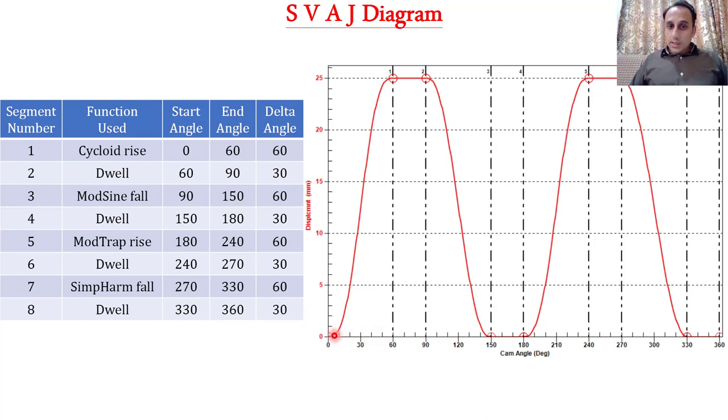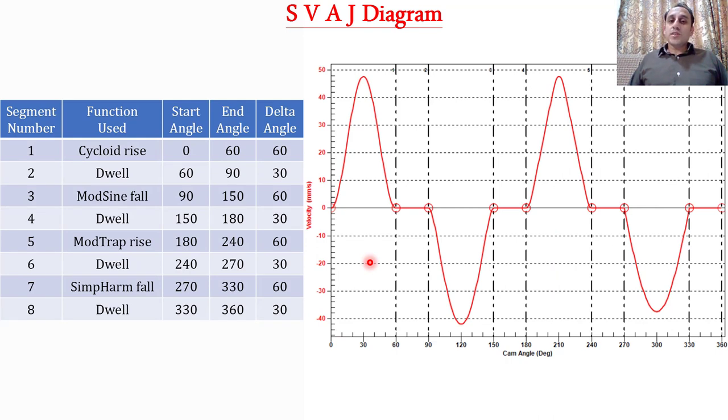So this is the S diagram of this cam follower system. So this is the rise, then we have a dwell, then this is a fall, then once again we have a dwell, then we have a rise, dwell, then fall, and then dwell. This is the displacement diagram.